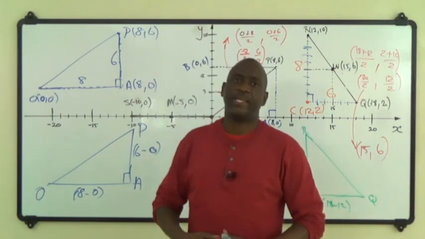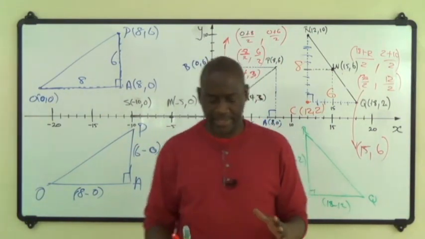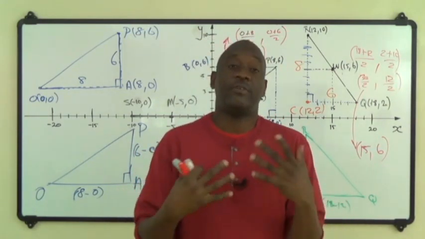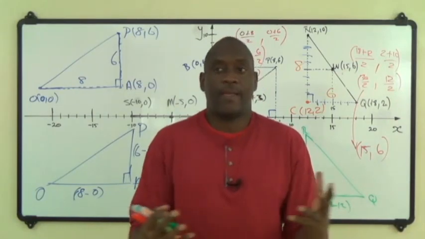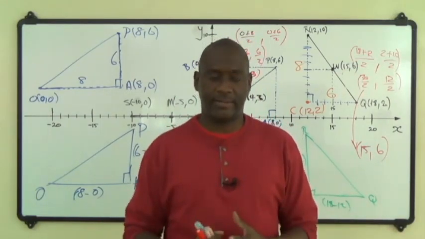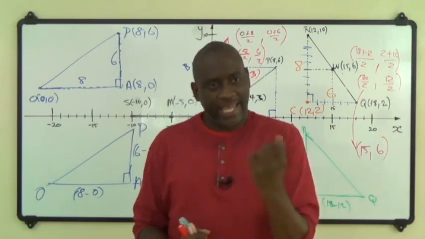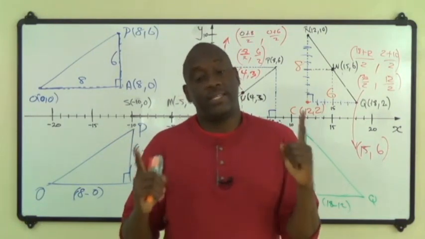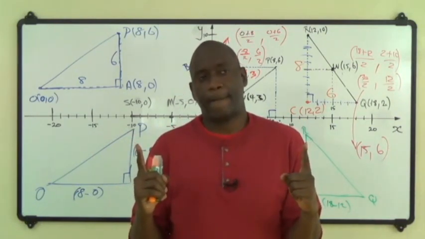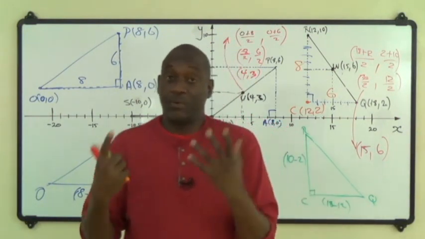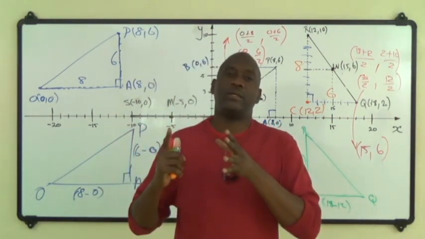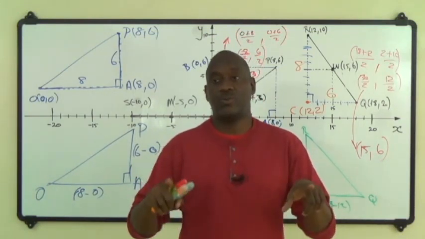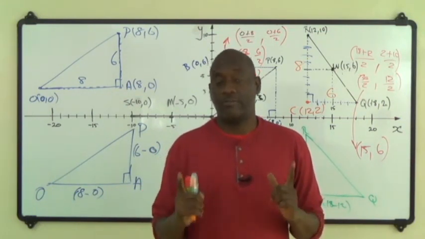So basically the coordinates of the midpoint would be the average of the coordinates of the two extreme points at the end of each line segment. Alright? So the x coordinate of the midpoint is the average of the two x coordinates of the extreme points of the line segment, and the y coordinate of the midpoint is the average of the y coordinates of the two extreme points of the line segment.